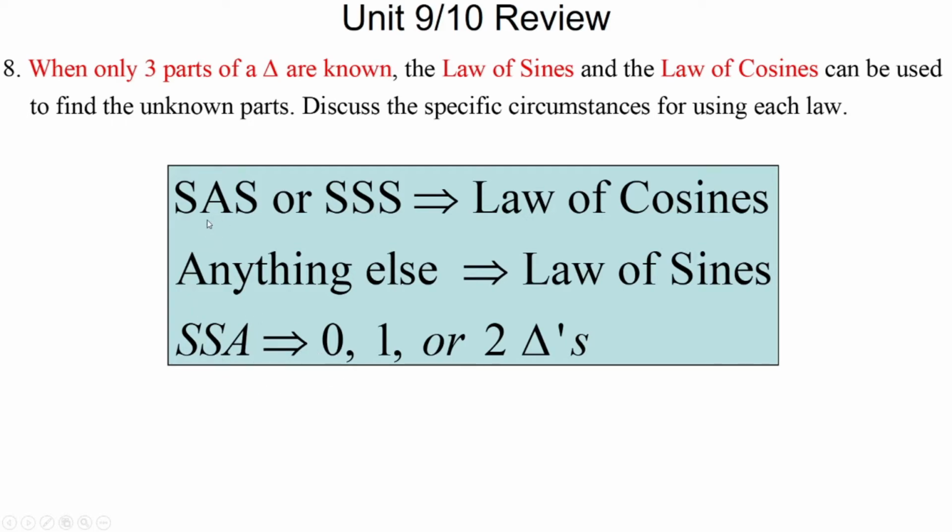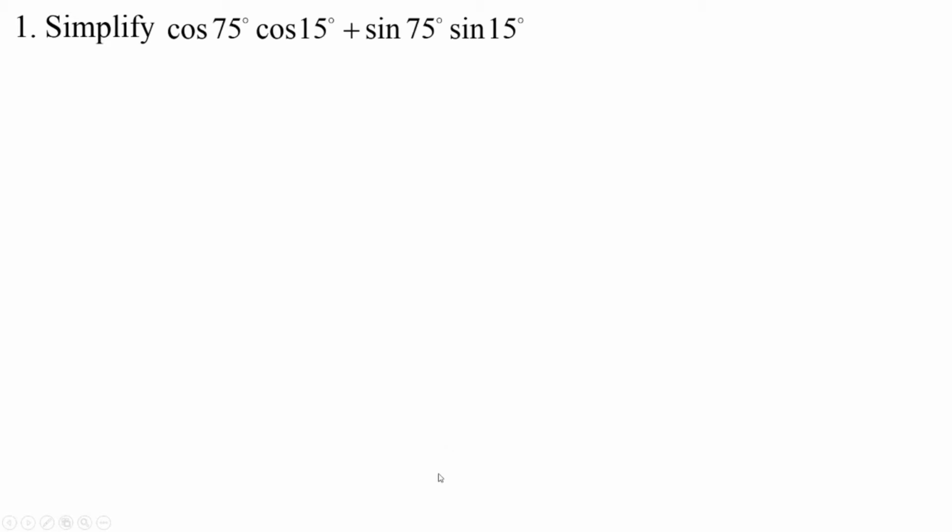I wrote this the other way. So side angle side or side side side, I'm using law of cosines. Anything else, law of sines. And remember, side side angle implies we could have 0, 1, or 2 triangles. All right, awesome. Now we're getting into the chapter 10 stuff.